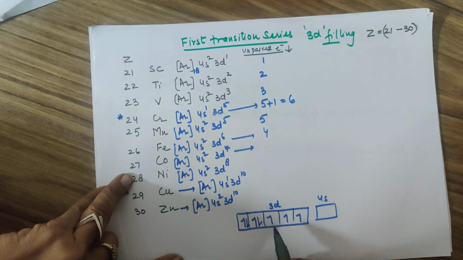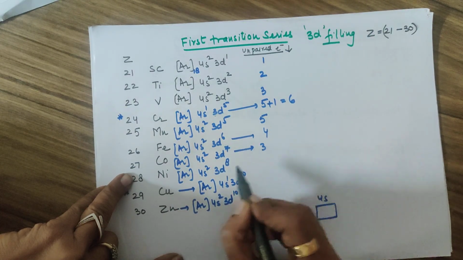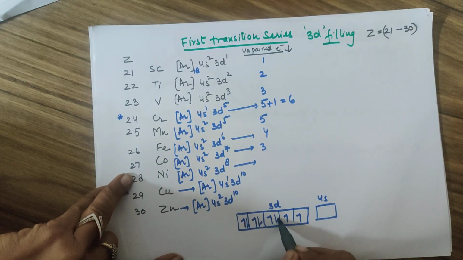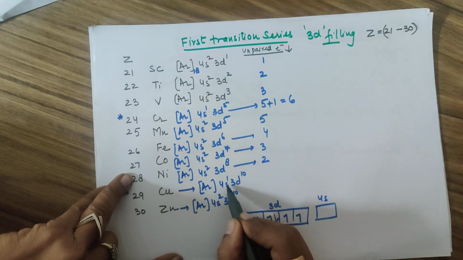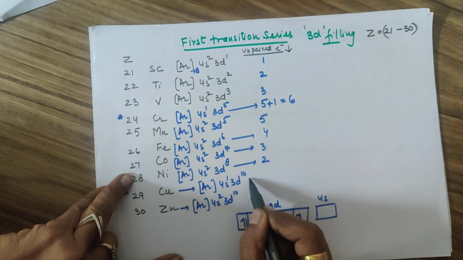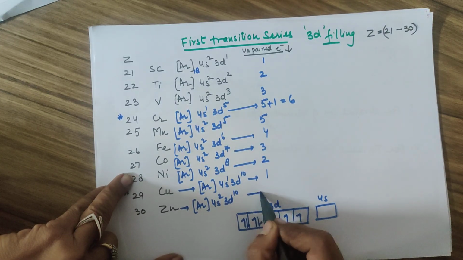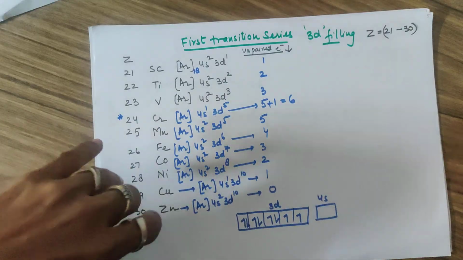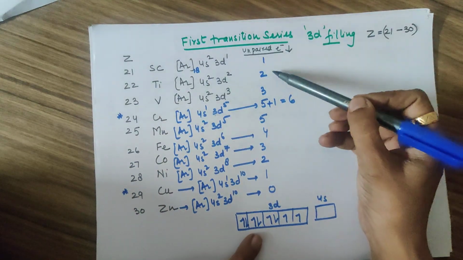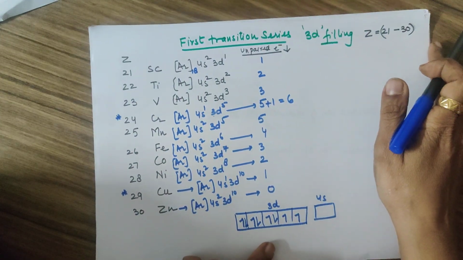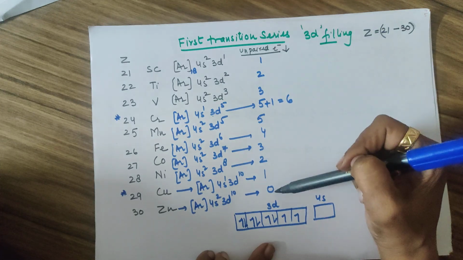3d7, one more electron is paired up. You are left with 3 unpaired electrons. 3d8, you are left with 2 unpaired electrons. 3d10, but there is a 4s1, so 1 unpaired electron. 4s2, 3d10, there is 0 unpaired electrons. Fine. So you should be in a position to write the electronic configuration and calculate the number of unpaired electrons.